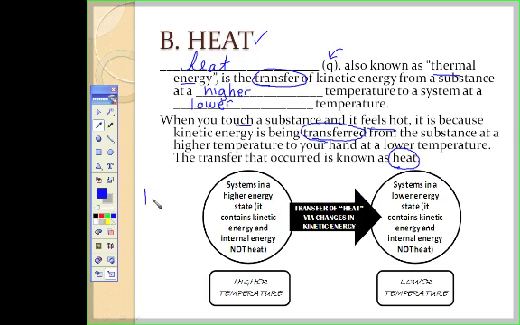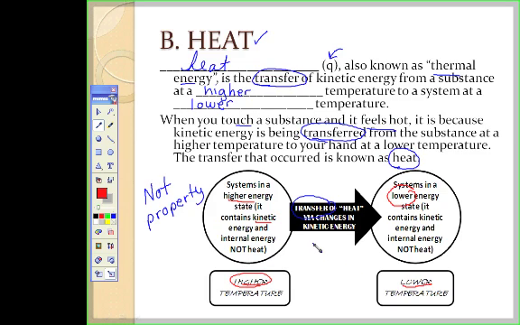Now, this is key. Heat is not a property. Heat is a transfer of energy. So if we have a system at a higher energy state, higher kinetic energy state, higher temperature, and remember, temperature is a measure of average kinetic energy, we get a flow of energy called heat to the lower energy state and the lower temperature.